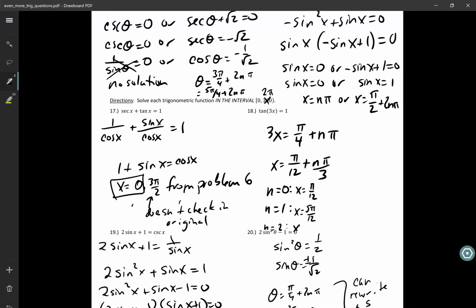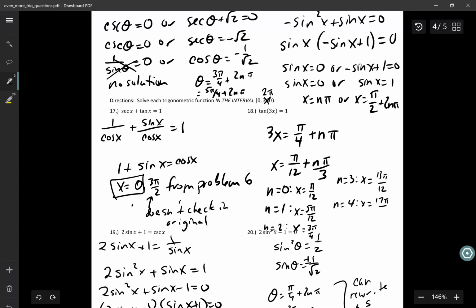And notice that we just keep adding 4 pi over 12. We're going to add a pi over 3 every time. So adding another 4 pi over 12 gives you 9 pi over 12, which simplifies to 3 pi over 4. Adding another 4 pi over 12 will give you 13 pi over 12. Adding another one gives you 17 pi over 12. Adding one more gives you 21 pi over 12, which simplifies to 7 pi over 4.